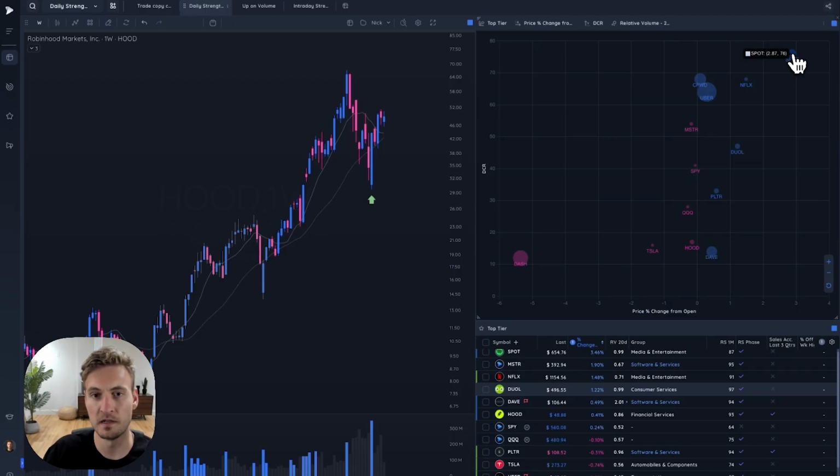You don't always need volume, but I could tell by looking at this that there's not any abnormal volume behind it, whereas if I look over here at DASH or Uber or DAVE, you could see that their volume is definitely high relative to normal. So when I see stocks in the upper right here where they're strong, or the bottom left, if they also have that big volume, that just gives a lot more context into what is going on.